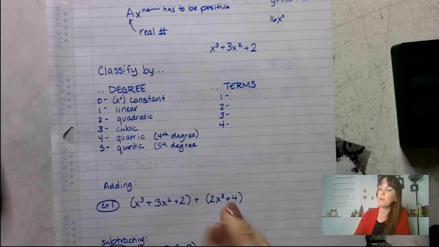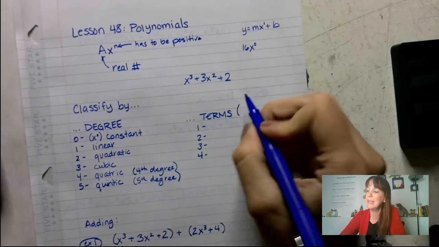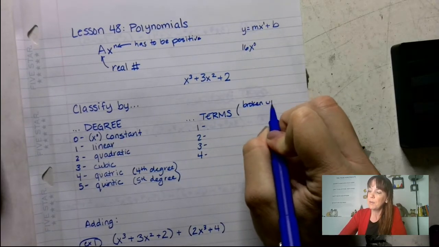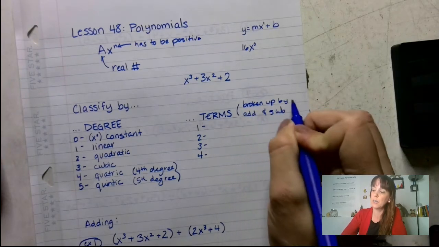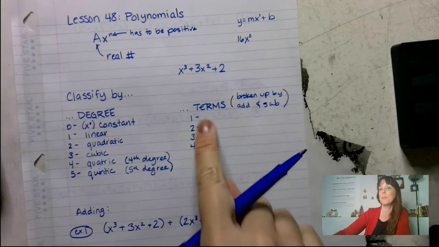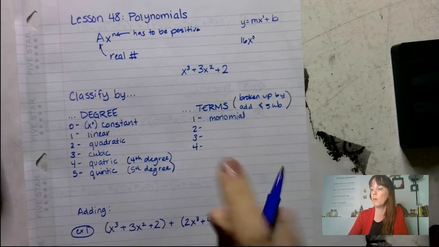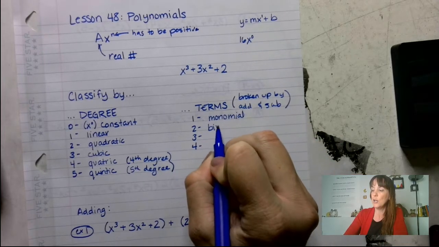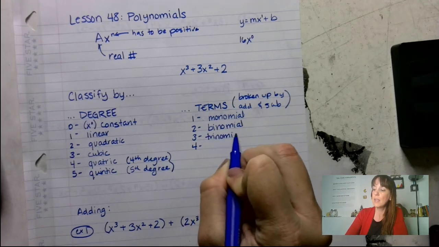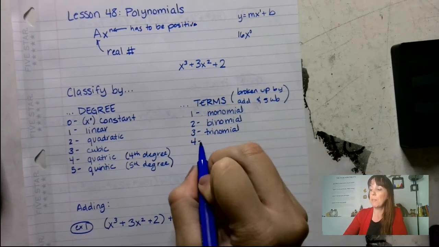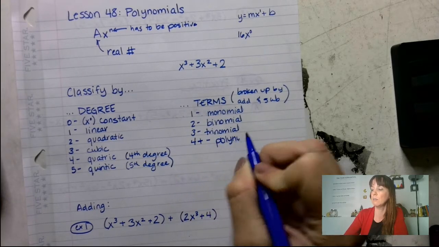All right, so then what about the number of terms? Let's take a look at my example back up here. We have 1, 2, 3 terms. Terms are broken up by addition and subtraction. If you have just one term there, that is a monomial. Mono. Just one. 2 is a binomial. That means 2. 3 is a trinomial, and 4 is going to be a 4 plus. 4 and above is going to be a polynomial.